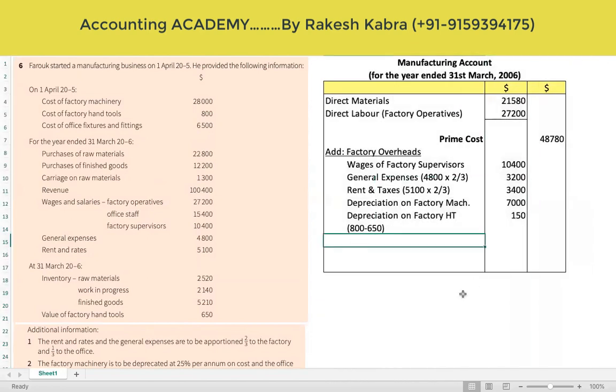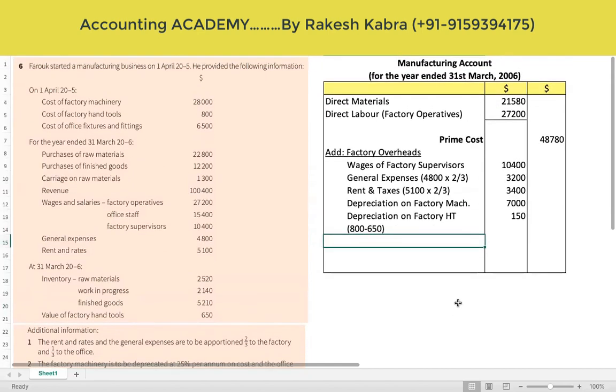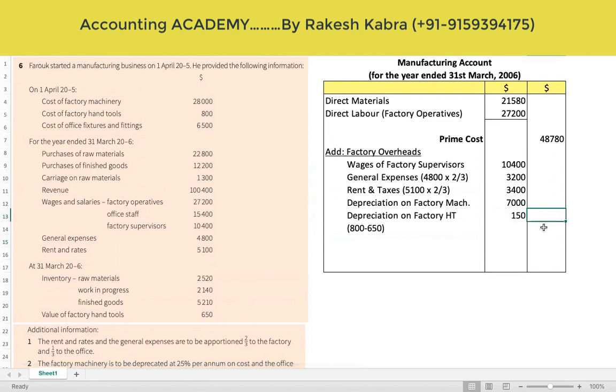Now after this, what are we supposed to do? I guess everything related to factory overhead is done so far. Now let me take total factory overhead. I will make the total of all this, from here to here. That is total factory overhead. Now this total factory overhead I will add to the prime cost, and whatever figure I get will be known as factory cost.